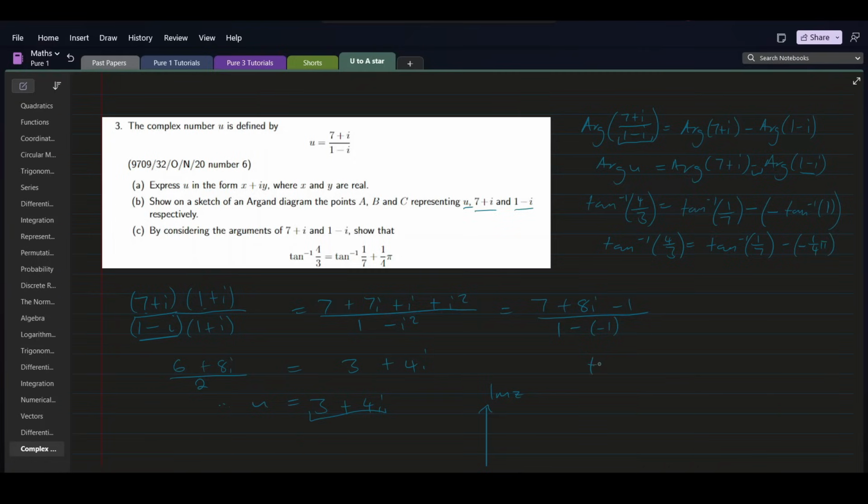And if we evaluate that, what we end up with is arctan of 4 over 3 is equal to arctan of 1 over 7, minus, which would be plus, a quarter pi. And this would be our final answer. We have proved what they wanted us to prove.